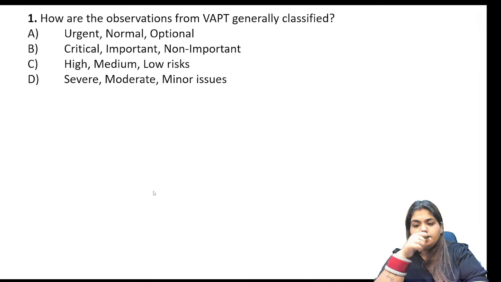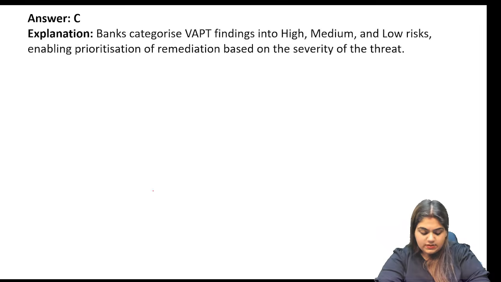Question number 1. VAPT is generally classified as high, medium and low. Okay, they are categorized as high, medium and low. C is the correct answer. Next question.